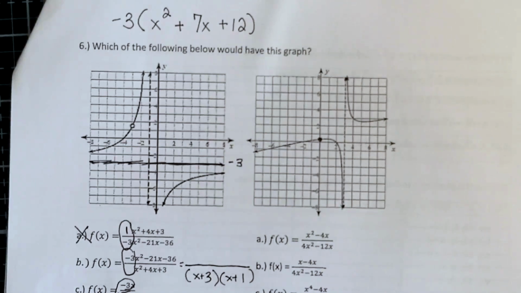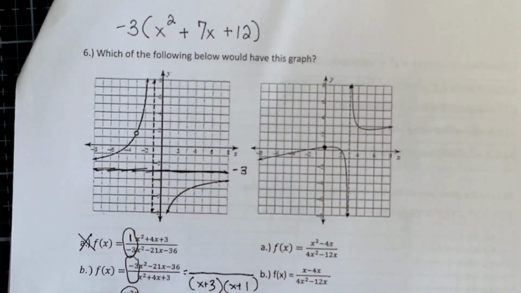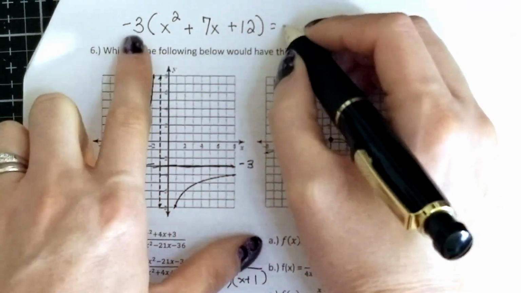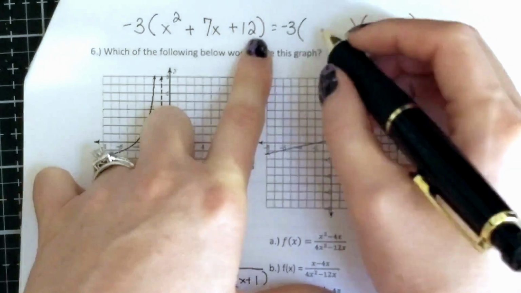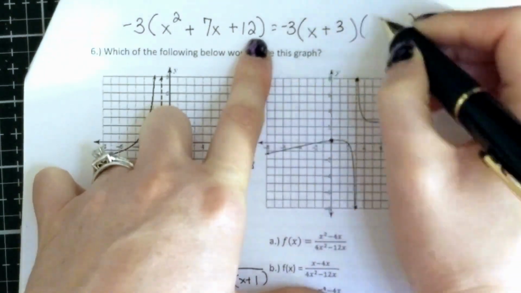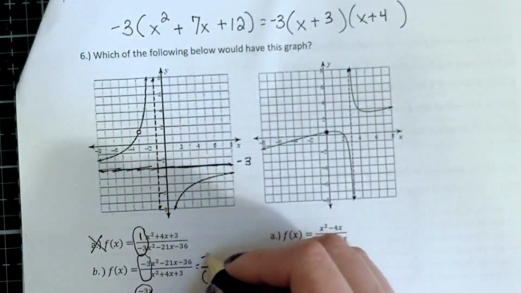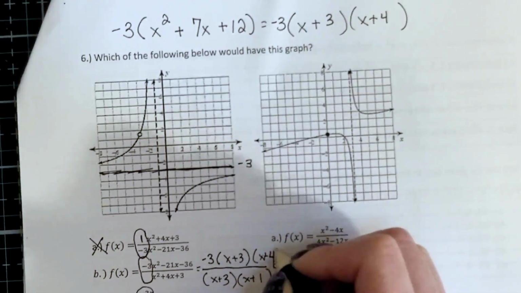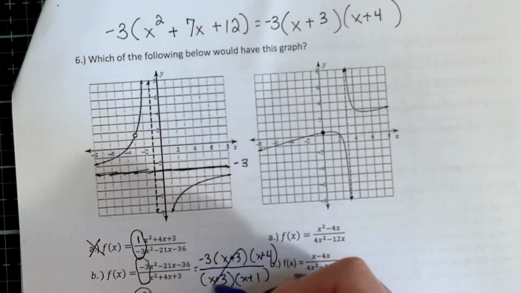Okay, so then we need to factor this. So I need to figure out what times to 12 and adds to 7. Okay, so I got that negative 3 in the front. I need to figure out what times to 12 and adds to 7. Well, that would be a 3 and a 4. And since the signs are all plus, I know these are both going to be pluses. So I have a negative 3 in the front, and then I have an x plus 3 and an x plus 4. Okay, so if you look, the x plus 3's cancel.